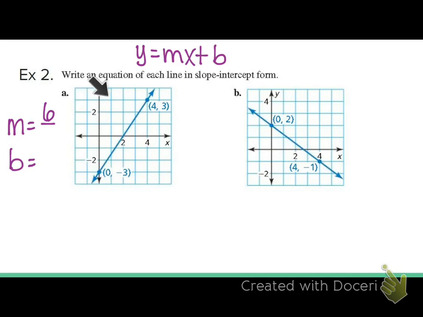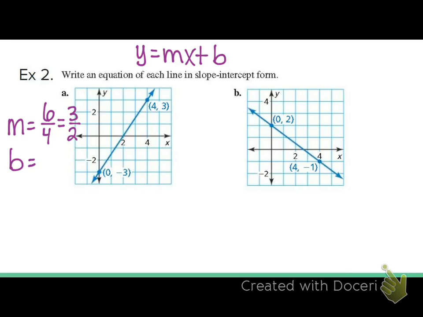How far did we run over? 4. Positive 4 since we went to the right. But we should simplify that. 6 over 4 simplifies to be 3 over 2. So we have our m. Yes. Fractions should always be simplified, especially for slope.